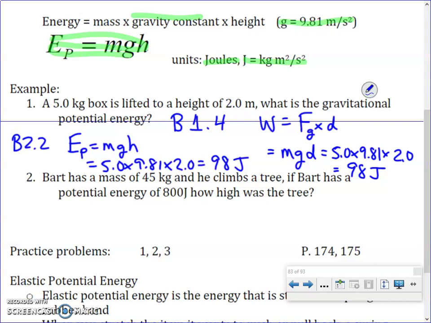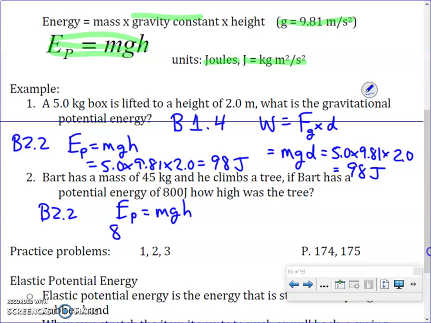All right, question number 2. Bart has a mass of 45 kilograms and he climbs a tree. If Bart has a potential energy of 800 joules, how high was the tree? So we're looking at the still. We'll do this the B2.2 style. So you put your formula down. You put in your numbers here.